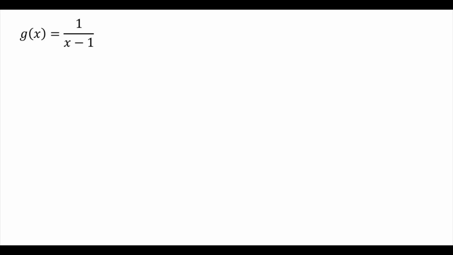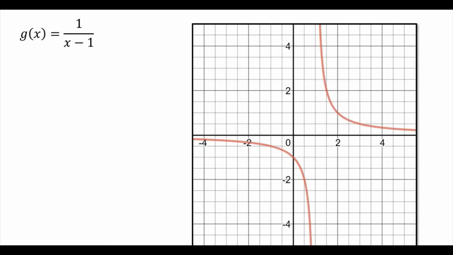g of x is equal to 1 over x minus 1. If you graph it, you're going to get this function. Now we want to find the limit of g of x as x approaches 1. So first we're going to approach it from below and from above. So here is number 1. If we approach 1 from above, then the function increases without bound. This will indicate that the limit of g of x as x approaches 1 from above is equal to positive infinity.